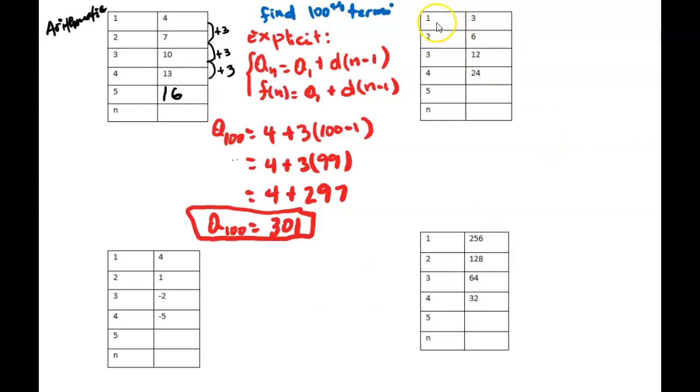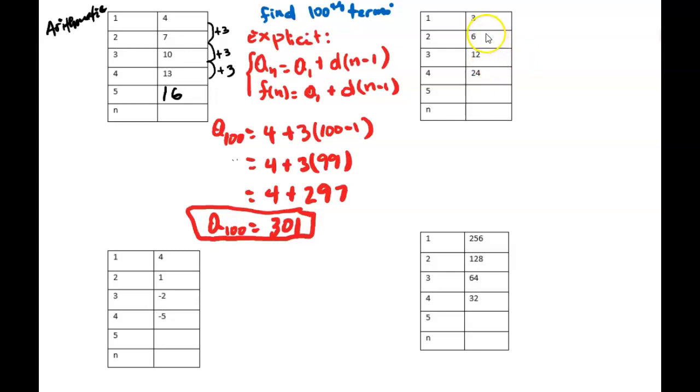We got the first term is 3, the second term is 6, the third term is 12, the fourth term is 24. Again, what are we dealing with here? If I find the difference between 6 and 3, that's 3. So 3 plus 3 is 6, but 6 plus 3 is not 12. Therefore, it's not an arithmetic sequence.